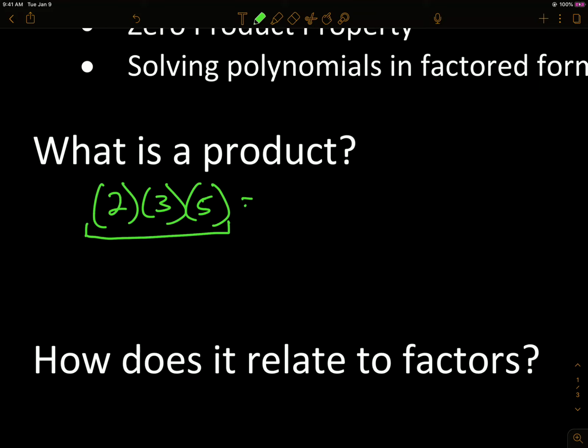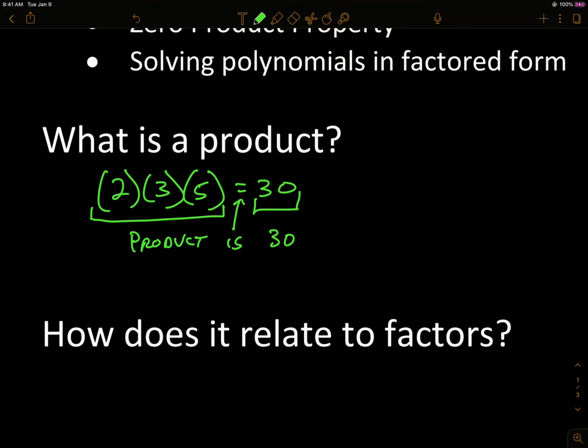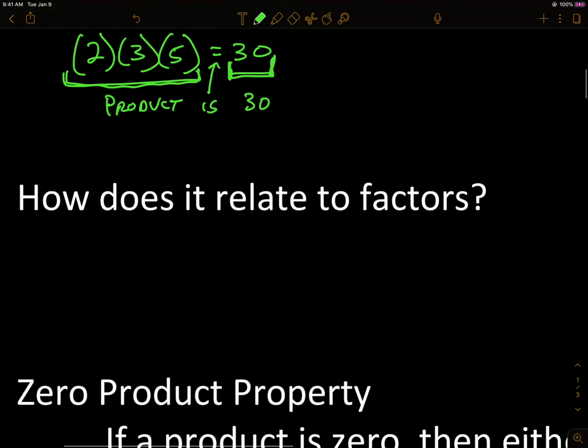All right, and maybe this product equals 30. So we can also say the product is 30. And that's the product of multiplying those 3 numbers together. So that's what a product is. I could say the product is these 3 things multiplied together, or I can just say the product is that side, whatever it's equal to, right?